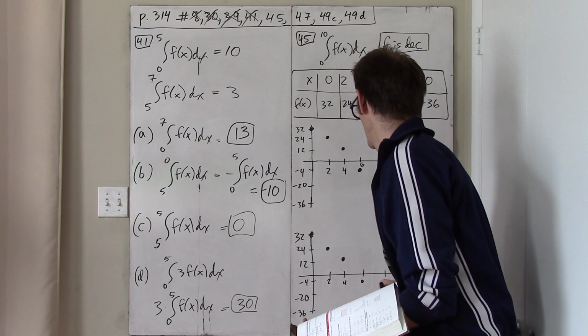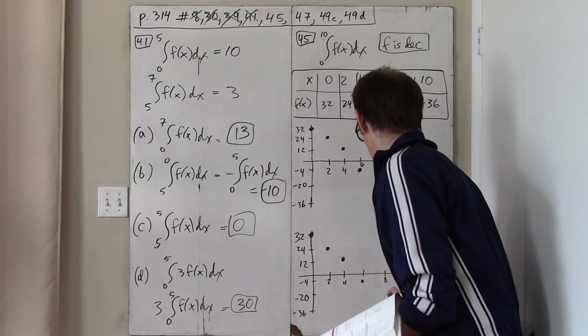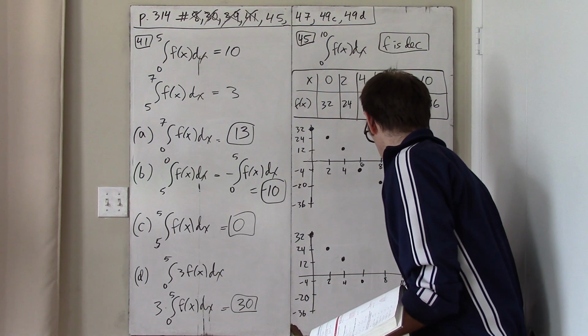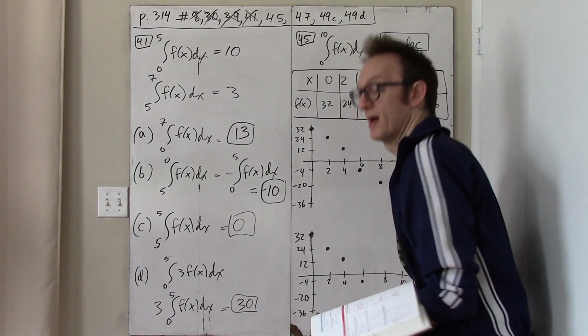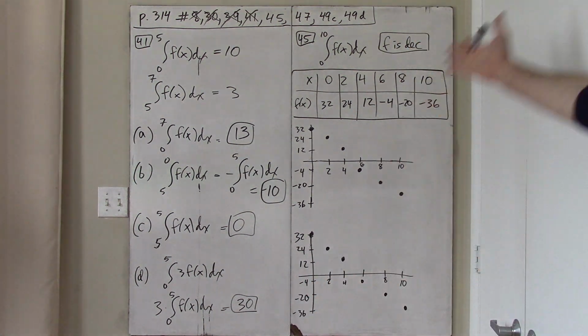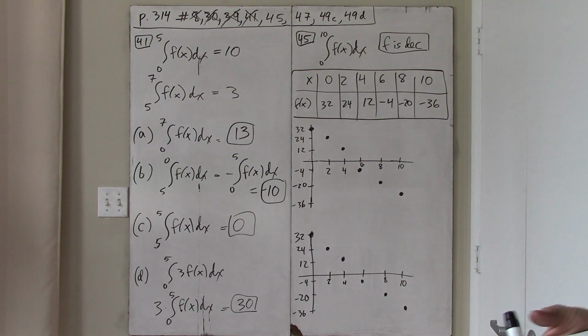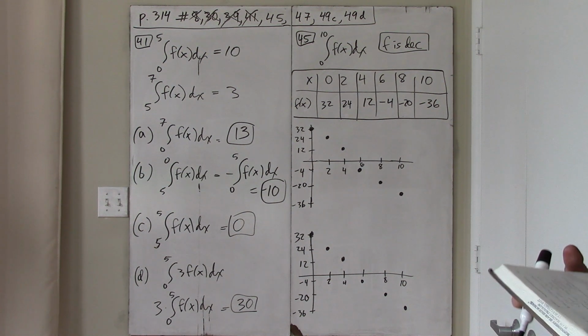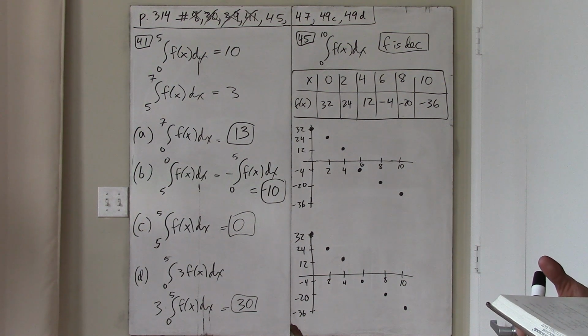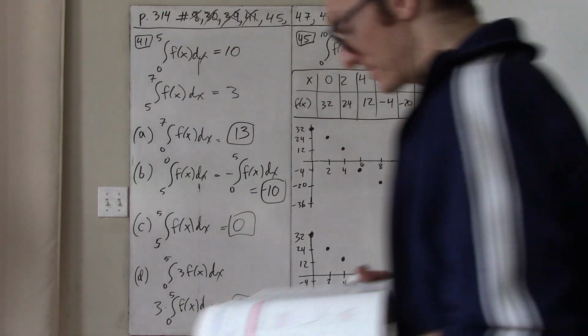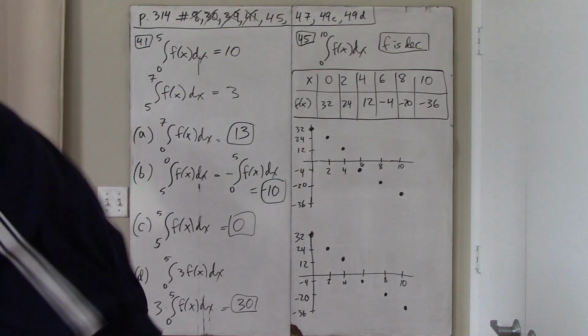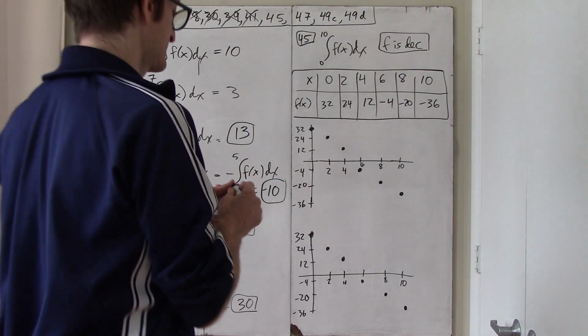That's 6, and 8 is negative 20, and 10 is negative 36. Okay, I've just converted the information in the table into a picture, and in fact 2 pictures, because now, what am I supposed to be doing again? Find the upper and lower estimates of this function. Okay, and all I know is that this function is decreasing.